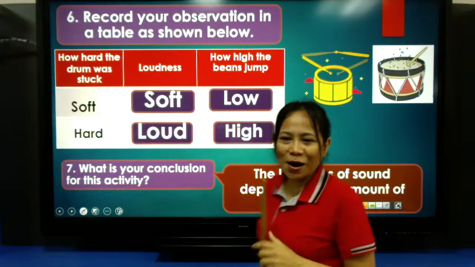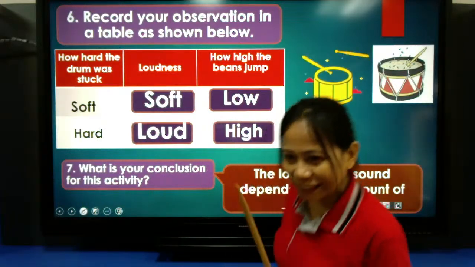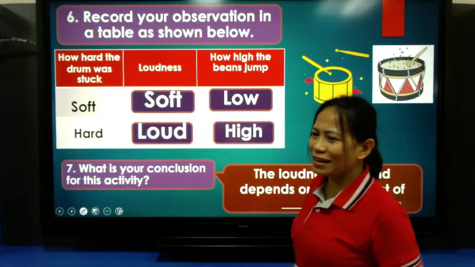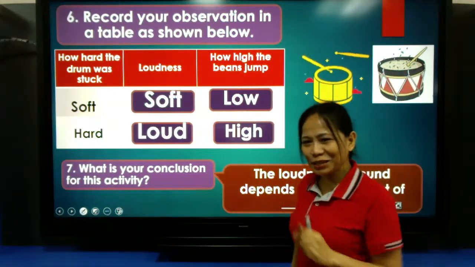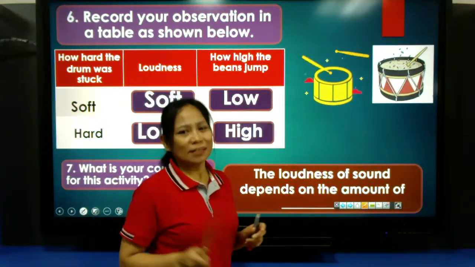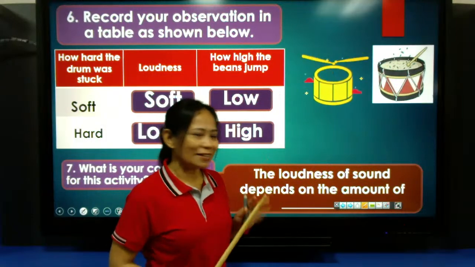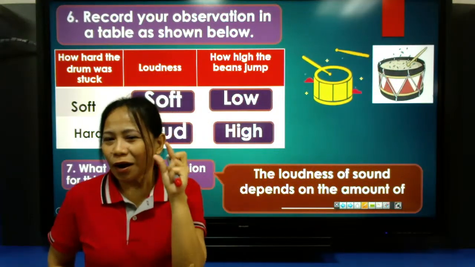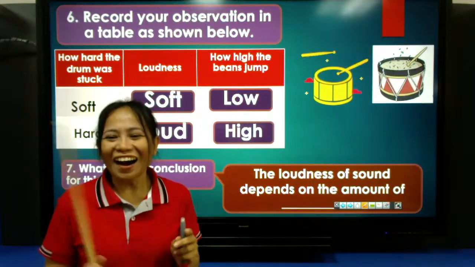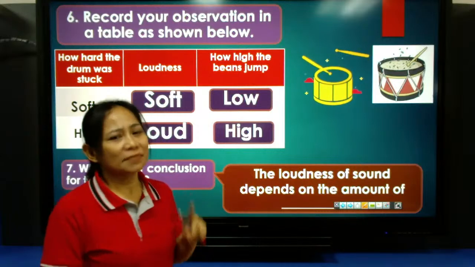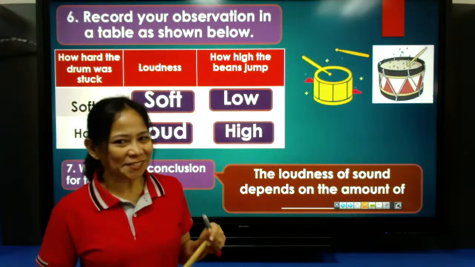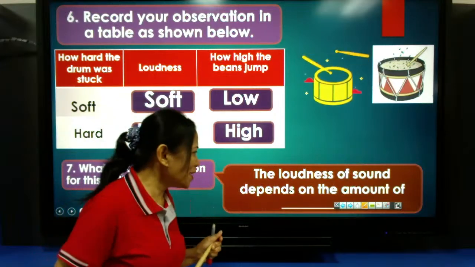It depends on hit. Okay, it depends on the way you hit. Okay, you have an idea, but what is the exact word there? It depends how you hit it. Correct. You have an idea about that, but what is the right word? How hard that you hit. Okay, how hard that you hit. Yes, that's also correct. One word only. Force. Is it force?